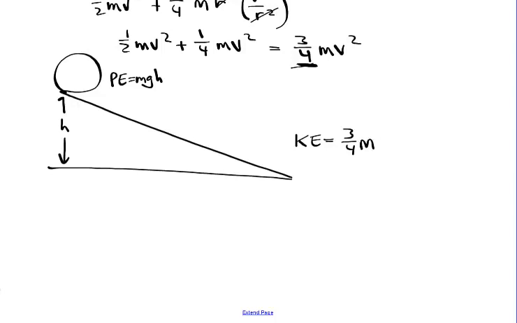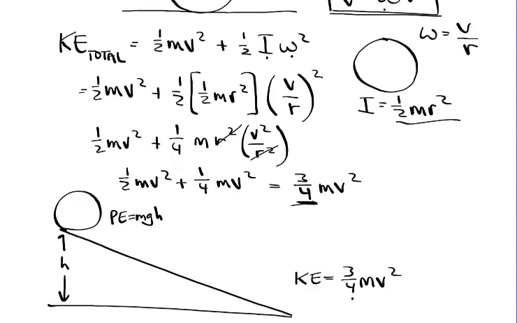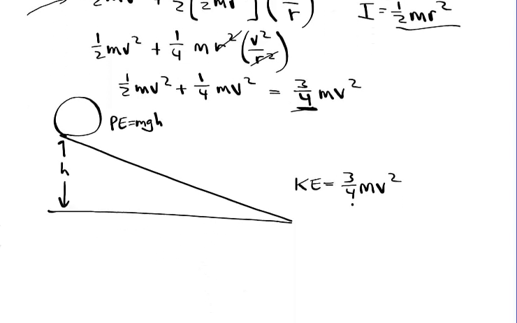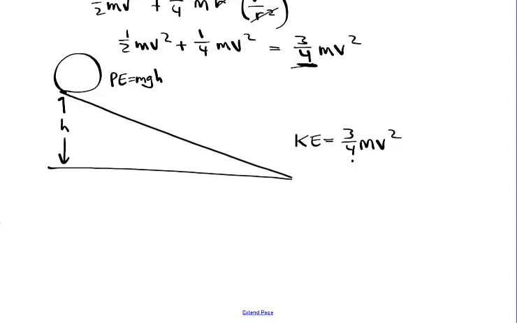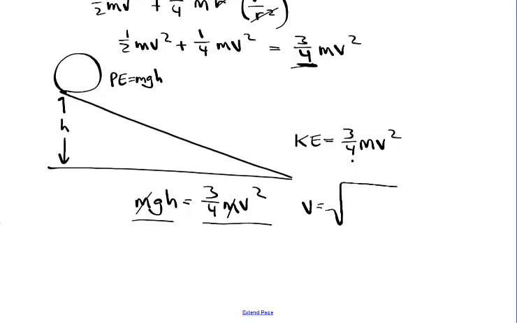And again, I do not want you to memorize or make a list of these. I want you to be able to derive them from scratch like I did up here, because I guarantee you, if you try to memorize that equation and you apply it to the wrong object, you're going to get bad answers because they won't match. If I know that mgh equals 3/4 mv squared, because we're going from all potential to all kinetic, I can then solve for the speed at the bottom, and what I'm going to get is that the speed is the square root of 4/3 gh.